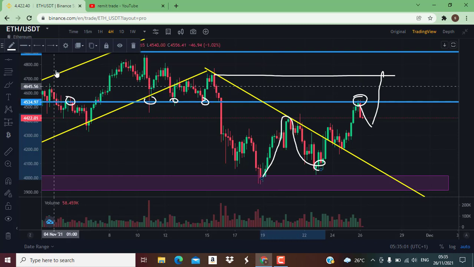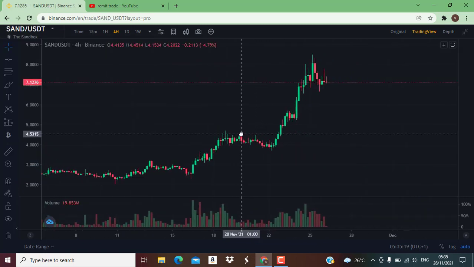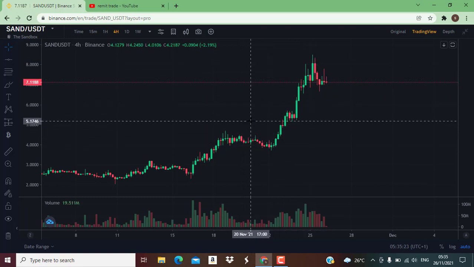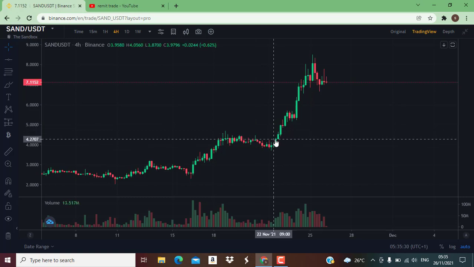Now, the next chart I am going to look at here is Sandbox. If you look at this very chart here, guys, it has done very well. Sand is a very great coin. You can start holding it right now in your holding. In the Remit Trade VIP group, we are holding this gaming token and some other cool gaming token.